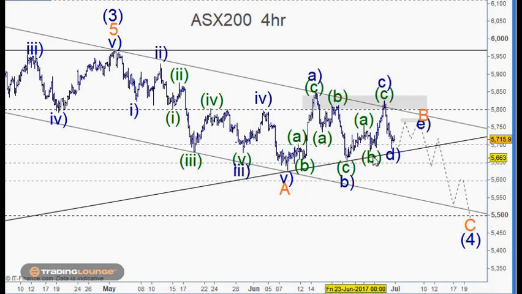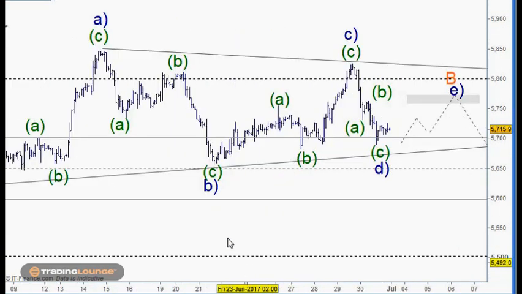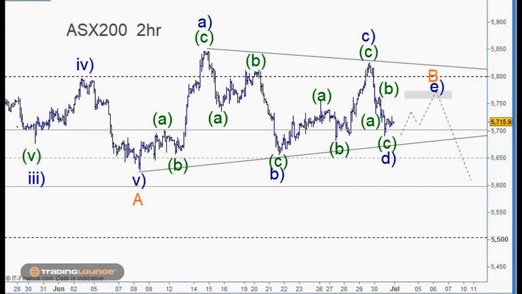Because triangles here, they wouldn't occur in wave 2. Okay, so that's giving us a bit of a lead into where we are at the moment with this. So if I go to the 2-hour chart here and we start to investigate what we've sort of got here a little bit.